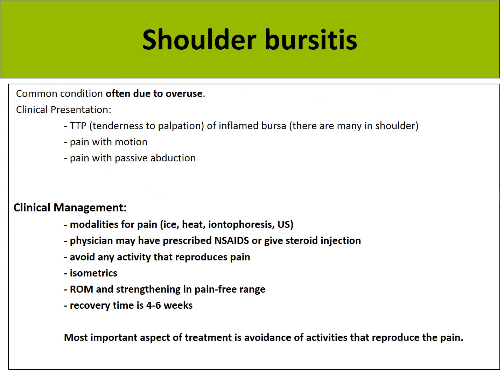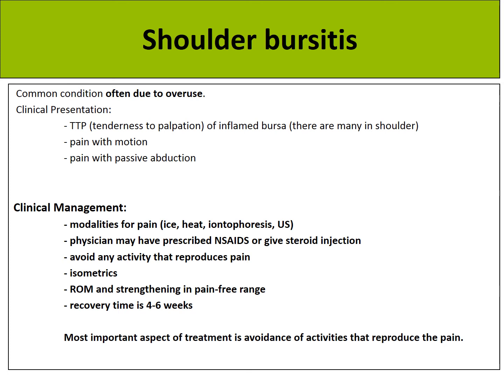Shoulder bursitis is going to be an inflammation of the bursa, often due to overuse. Our patient is going to present with tender palpation over that inflamed bursa. They're going to have pain with both active and passive range of motion. This is important to distinguish. Because the bursa is not a contractile tissue, it is going to cause pain whether the patient actively moves themselves or you as a therapist passively put them through the motion. So they will have pain with both active and passive range of motion.